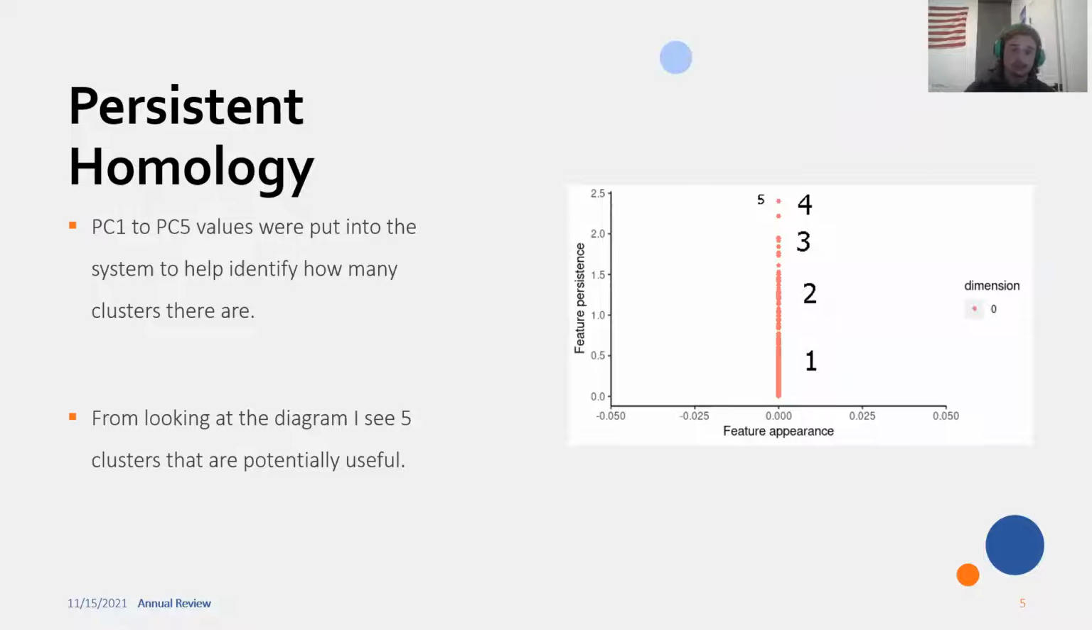And then I used persistent homology based on these PC1 to PC5 values to try to find clusters like we did in class. So I identified 5 different clusters here on the chart. So that's what I used when I was doing my cluster analysis. I said we had 5 different potential segments based off of this, and that is what I rolled with.